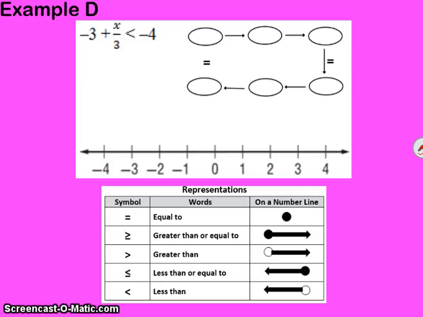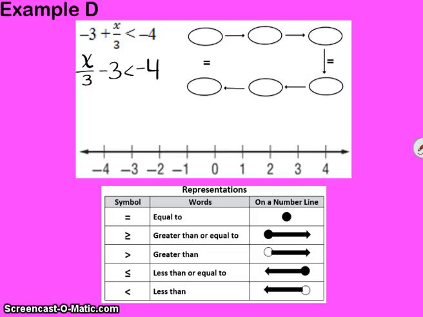Alright, example D says negative 3 plus x over 3 is less than negative 4. I want to do a couple of things. The very first thing that I want to do is write this to where the x comes first. So I have x over 3 minus 3 is less than negative 4. That's the first thing I want to do, because you guys are so much more familiar with the x on the very first step in my equation. So that's the first thing.